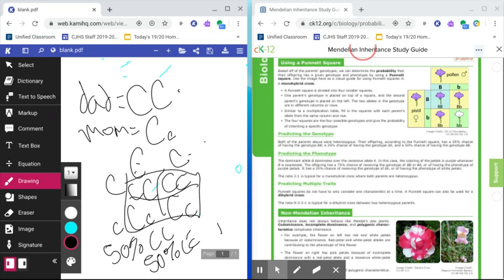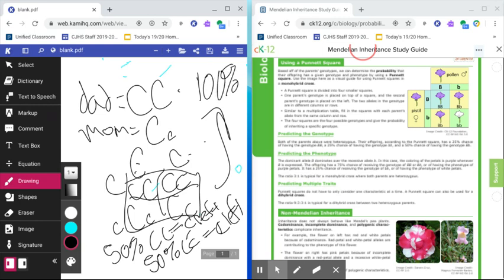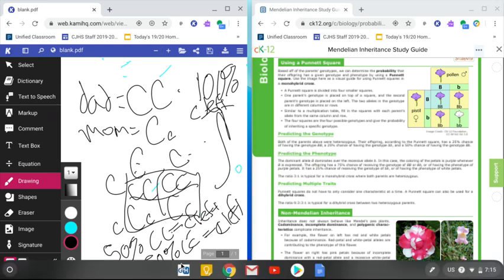Now, the phenotype is the expression. So here we go. Big C equals cleft chin. Big C, little c. Well, big C is dominant. Big C means cleft chin. So it takes over. So in this case, it is 100% cleft chin for the phenotype ratio. Okay? So that's how you kind of work that out. It's really useful for figuring out genotypes and phenotypes.